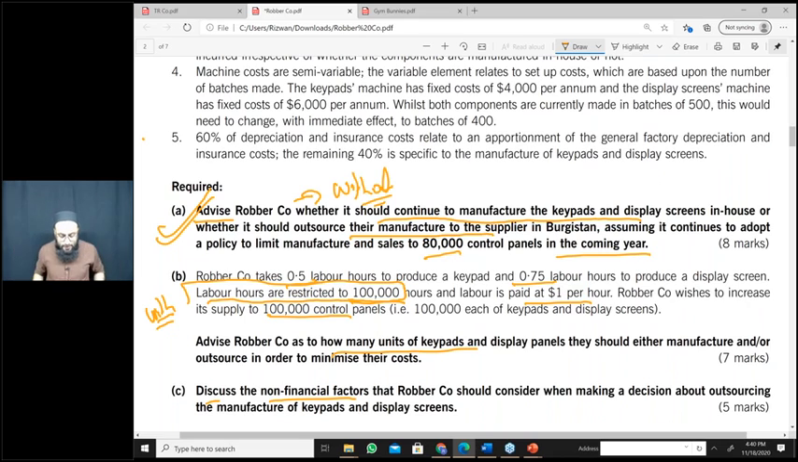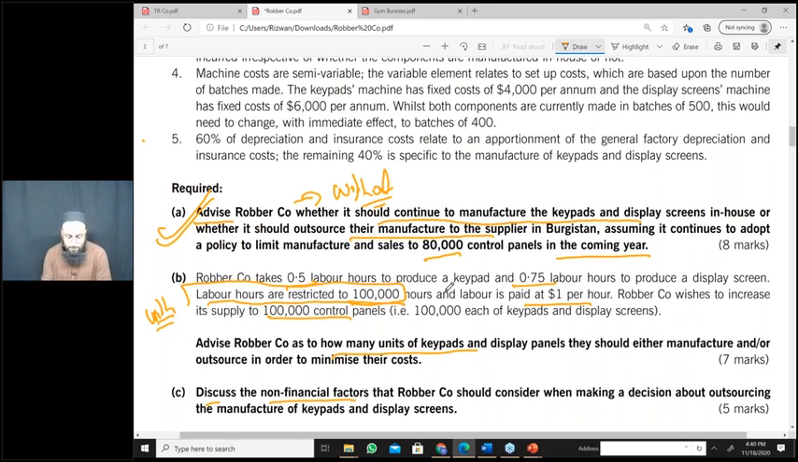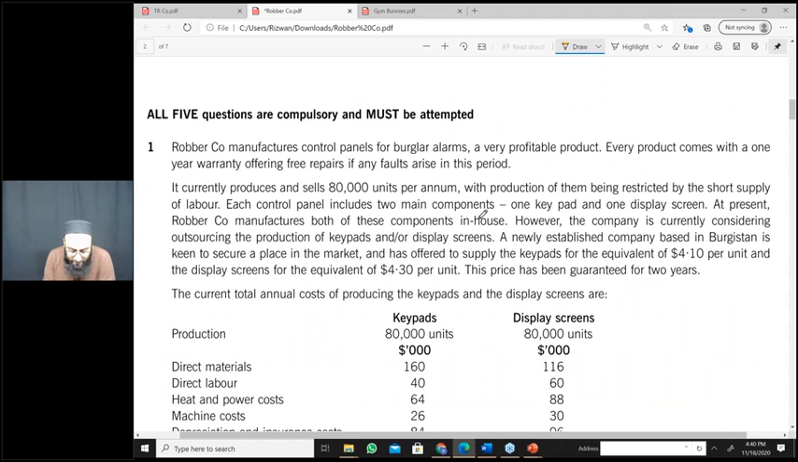So let's now read the scenario. Okay, now the Robber company manufactures control panels for alarms, a very profitable product. Every product comes with a 1-year warranty offering free repairs if any faults arise in this period. It currently produces and sells 80,000 units per annum.